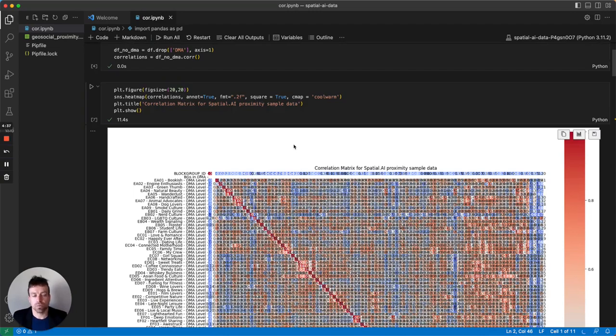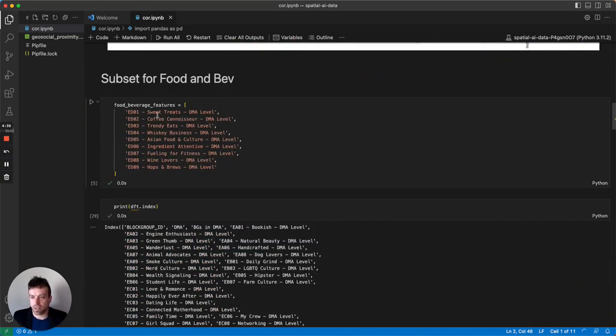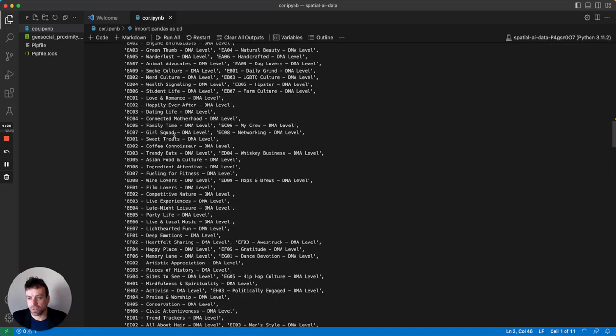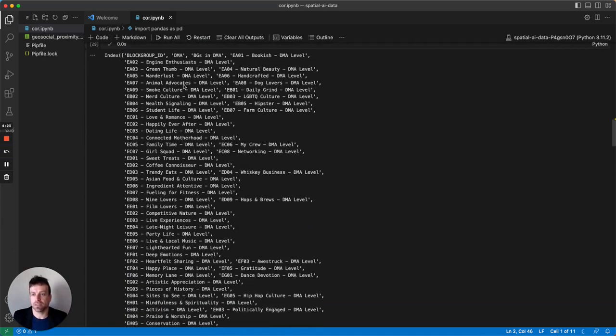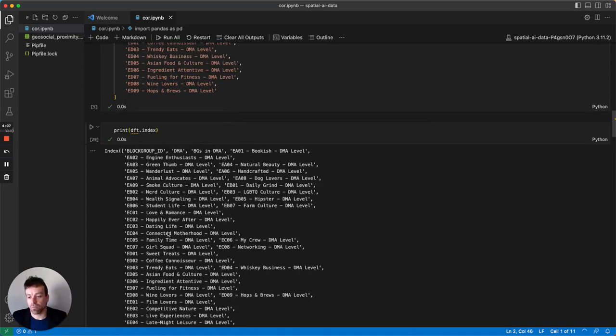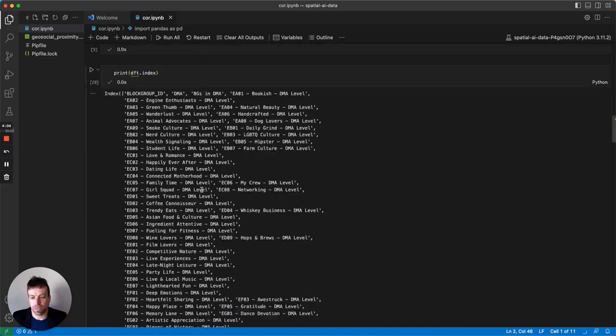If you're familiar with Spatial AI's data, they have a number of categories in here based on data that they've grabbed from social media. So here's the whole list of things that are in the data set. They're categorizing how much affinity a certain region has. These are census block groups for engine enthusiasts, green thumb people, wanderlust, animal advocates, et cetera. So they're trying to characterize human behavior in a particular area and rank it against these sort of metrics.